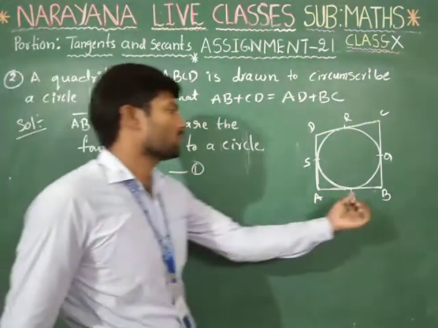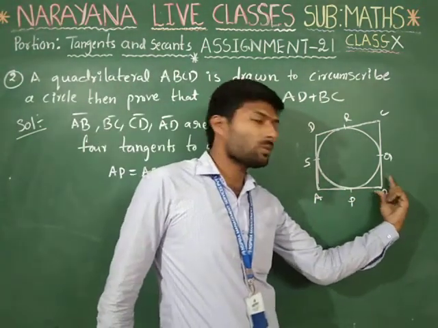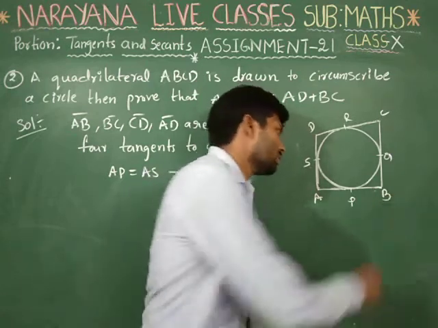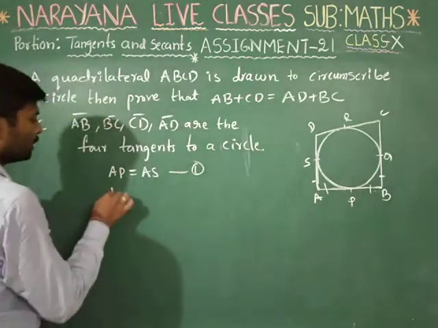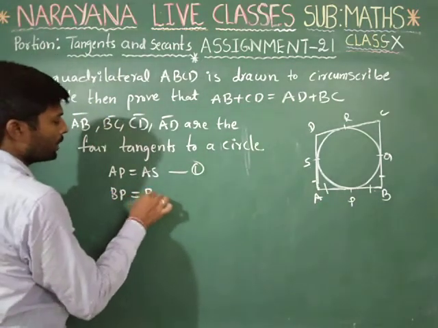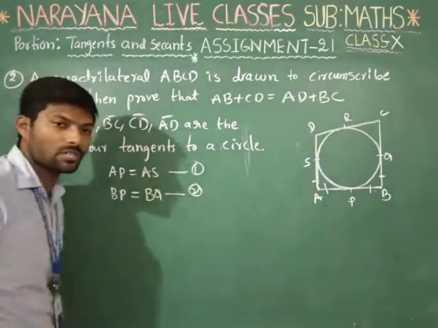Let's take the next one. These two tangents can be drawn from the point P, so these lengths are equal. I can write that BP is equal to BQ. Let me take this as equation 2.